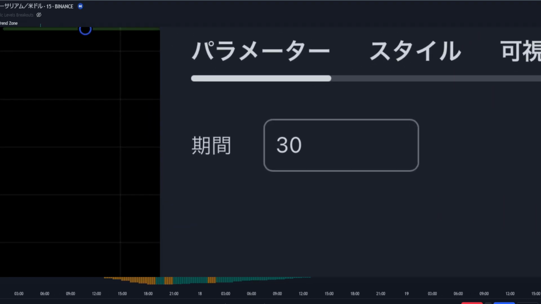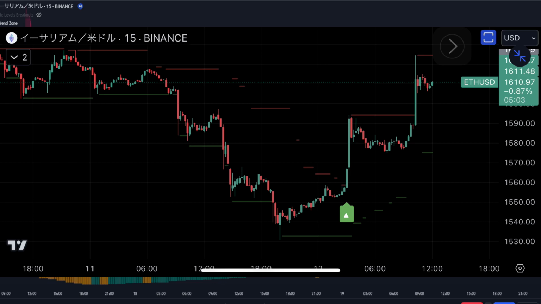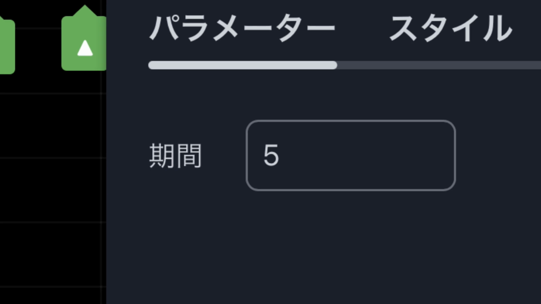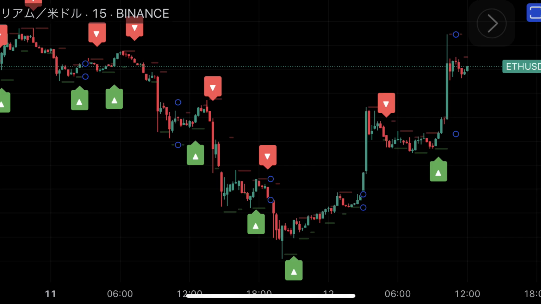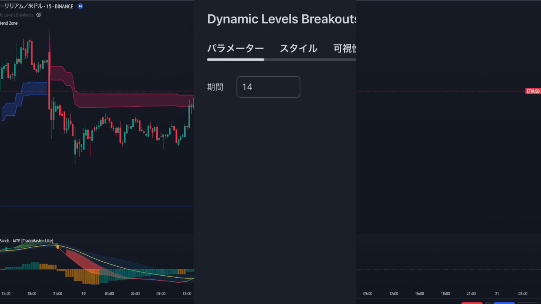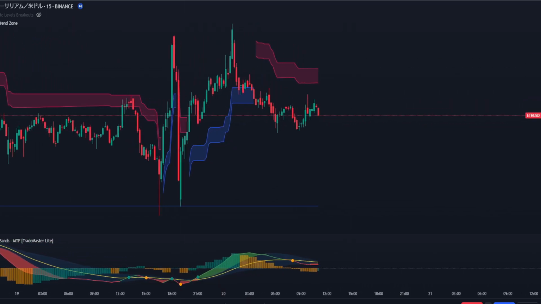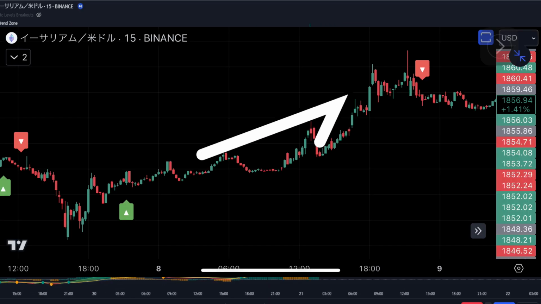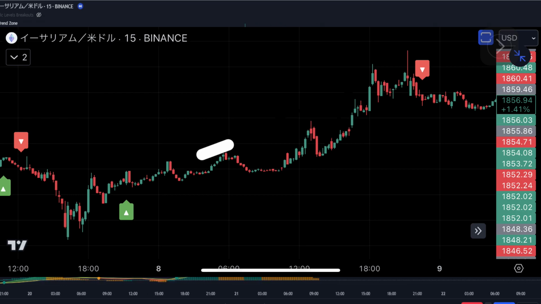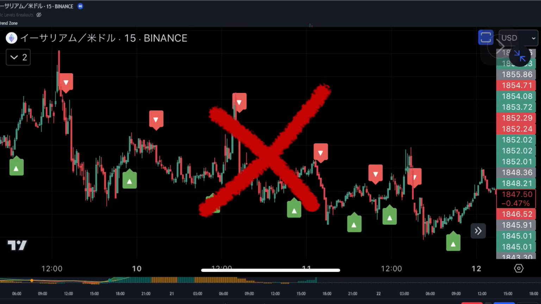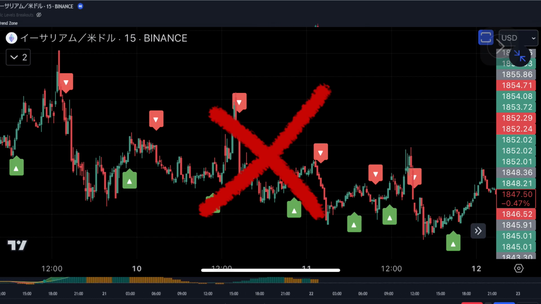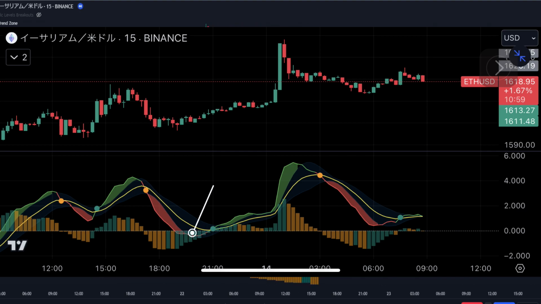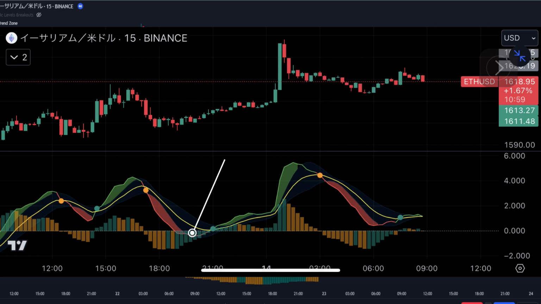The settings of the indicator allow you to customize the period. The higher the value, the less sensitive the signals become. Conversely, the lower the value, the more sensitive the signals respond. In this strategy, it is recommended to set the value to 14. To make the chart more readable, disable the plot in the style section. The dynamic levels breakouts indicator excels during trending conditions, but tends to be weak in range-bound markets. To compensate for that weakness, we add the MACD bands multi-timeframe by TradeMaster.